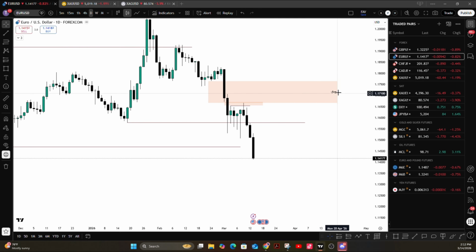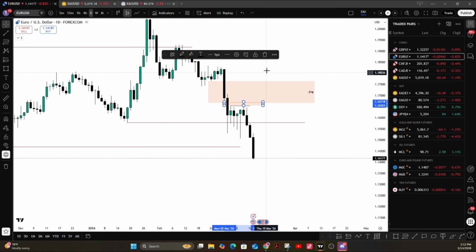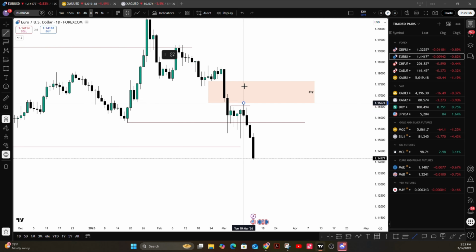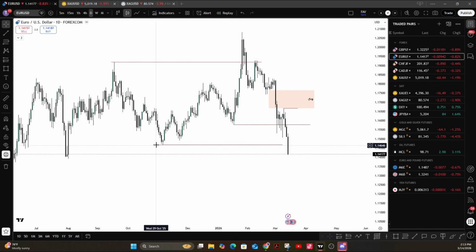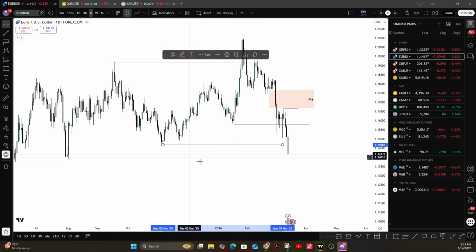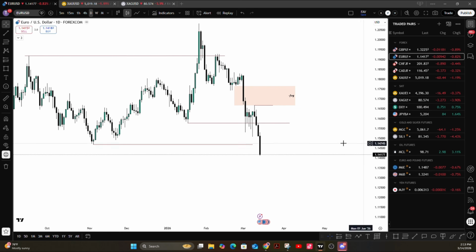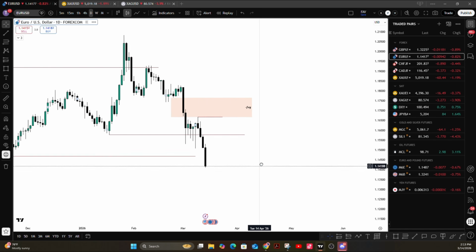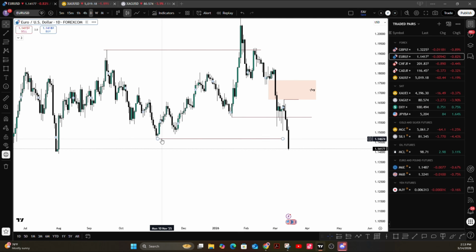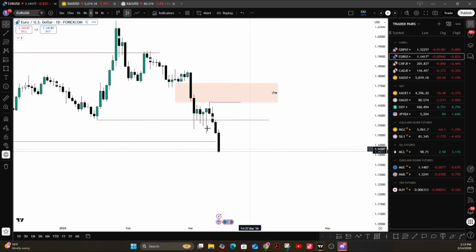Or if the market decides to come back to this weekly fair value gap, then this will be liquidity. We'd expect to see this high get taken out. But now coming into next week, that is more of a long-term outlook. Now that we've already taken out sell side, you can always expect the market to come back into internal range liquidity.